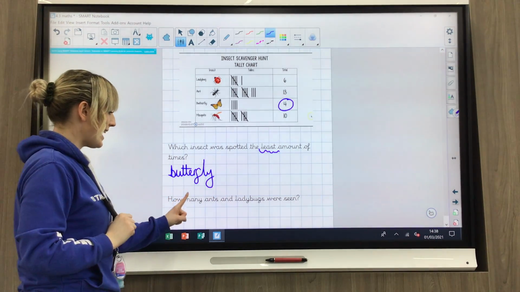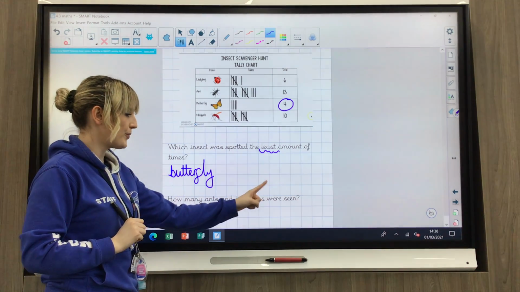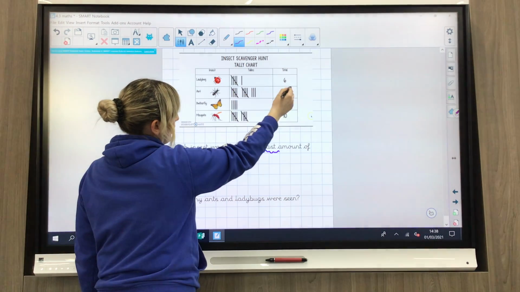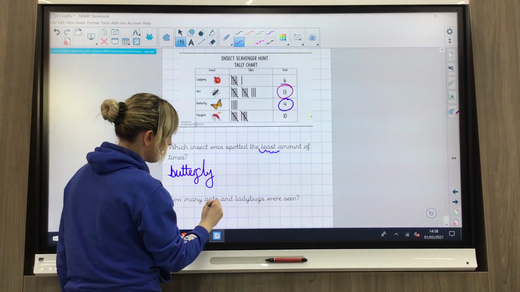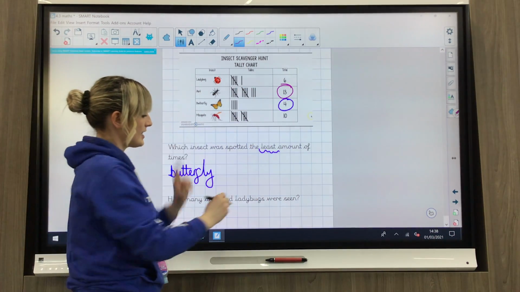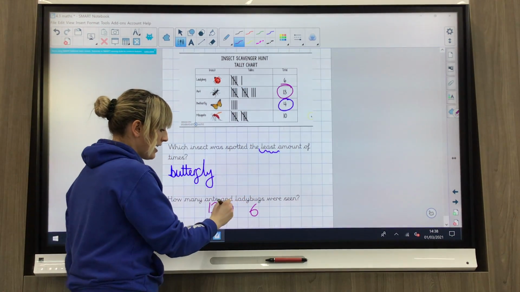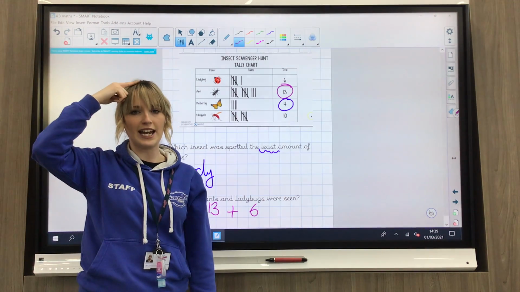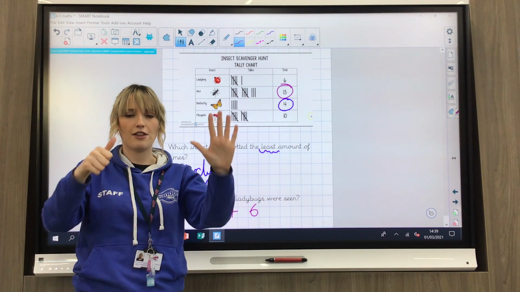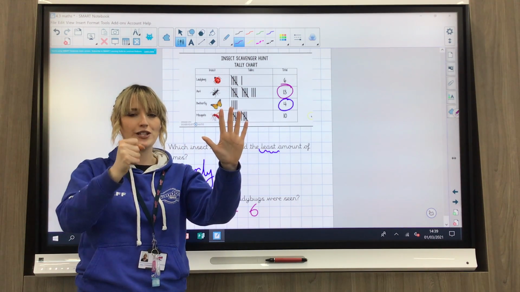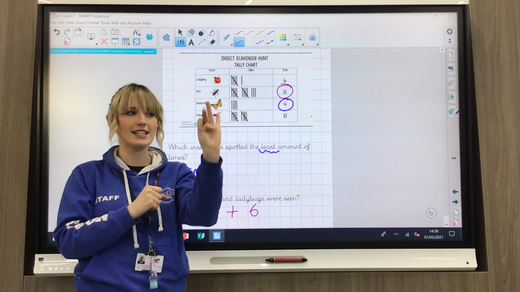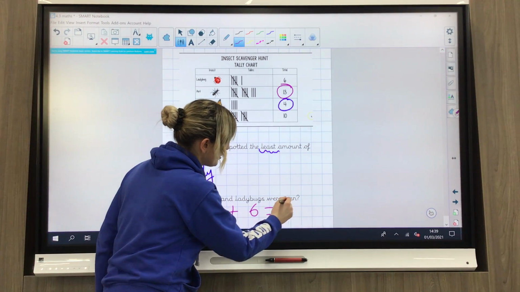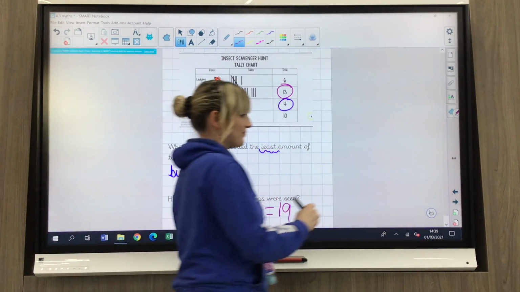Okay, how many ants and ladybugs were seen? So I need to combine the ants and the ladybugs. So I've got 13 ants. Ladybugs is 6. So 13 and 6, or 13 add 6. So let's pop 13 in our heads, get our 6 fingers. 13, count with me, 14, 15, 16, 17, 18, 19. So the answer would be 19.